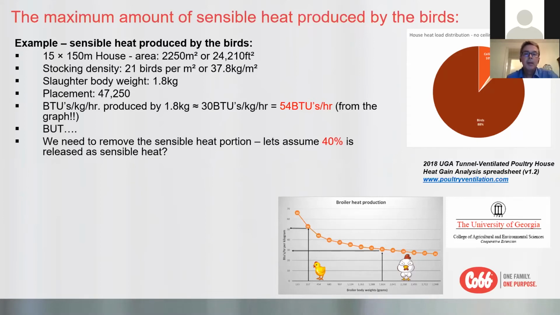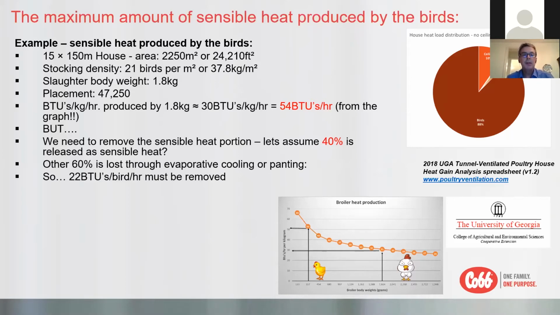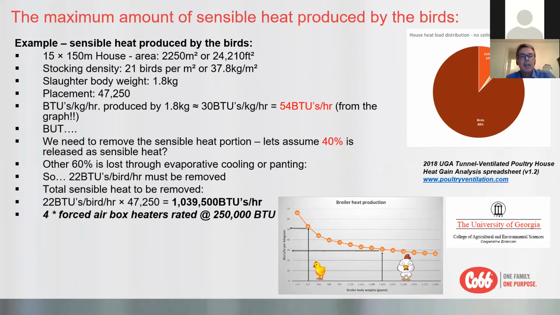But we don't need to take away the portion that's lost. If we say that the bird is losing 60% of its heat through evaporative heat loss through the respiratory tract, we only need to remove the 40%, the sensible heat produced by the bird. So if we look at this example, 40% of 54 is 22. That's how many BTUs per hour we need to remove per bird.